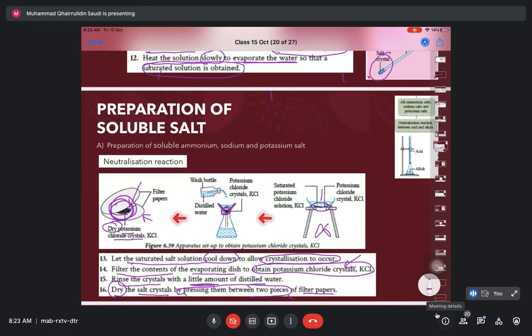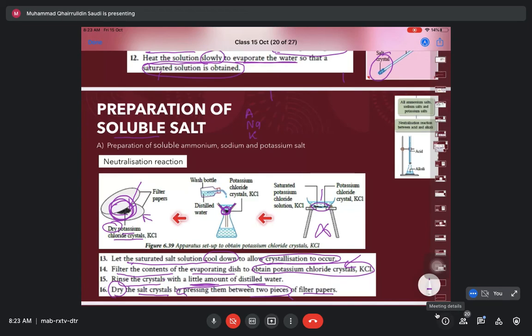And this is how we prepare salts that are soluble, containing ammonium, sodium and potassium. So this is the method for preparing ammonium, sodium and potassium salts. Okay? Can you understand?